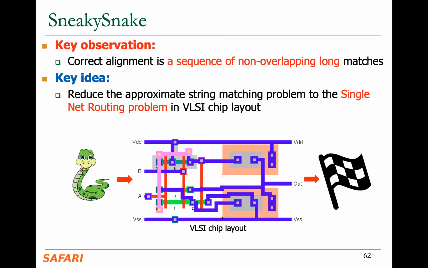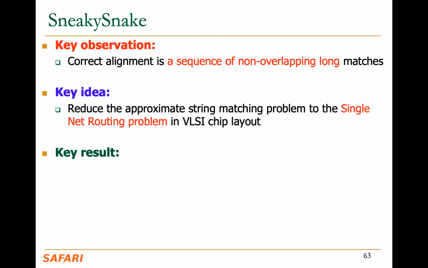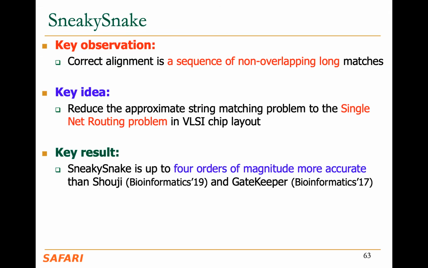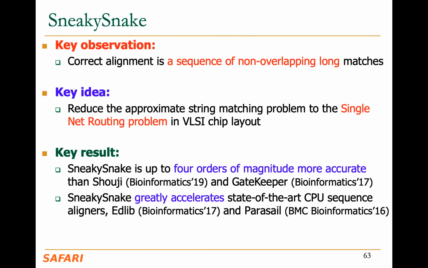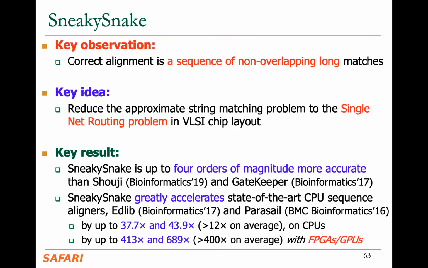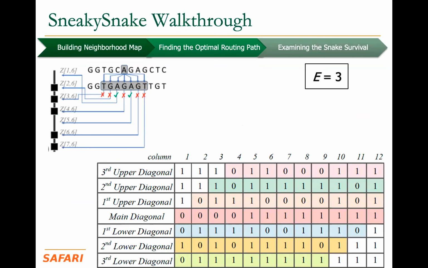So basically, the key idea in this work was to reduce the approximate string matching problem to the single net routing problem in VLSI chip layout. Basically, if you think about VLSI chip layout, and if you want to route one signal from the beginning of the chip to the end of the chip over here, you want to minimize the obstacles. At least that's one way of doing the routing. So we do that. I'm going to give you an example, and we see significant speed ups compared to existing mechanisms. I'm not going to bore you with the numbers, but you can read more about it.